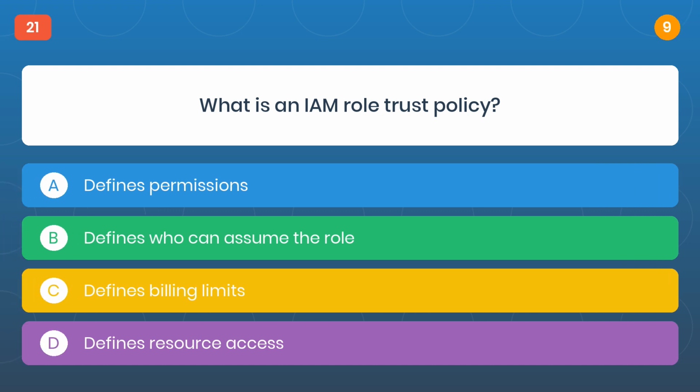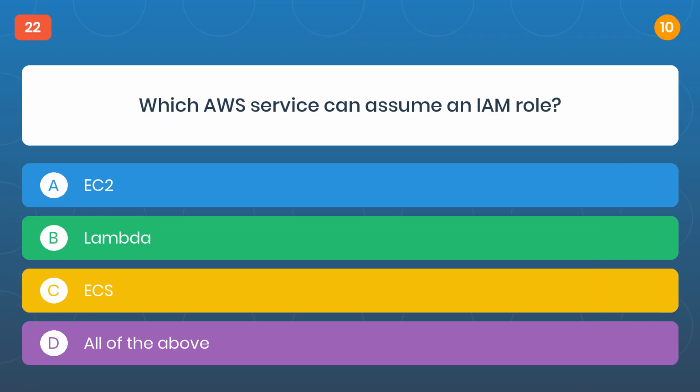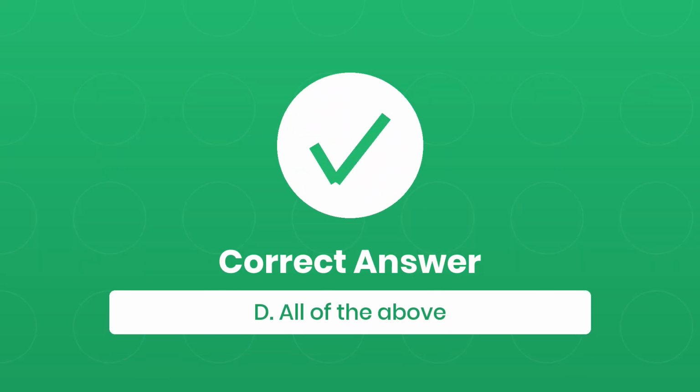Question 21. What is an IAM role trust policy? The correct answer is B, defines who can assume the role. Question 22. Which AWS service can assume an IAM role? The correct answer is D, all of the above.